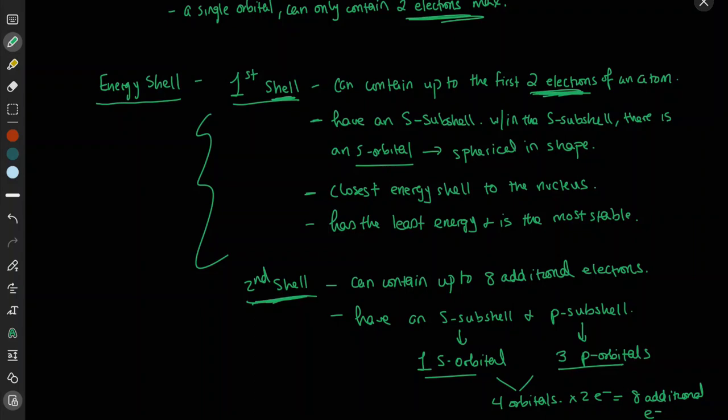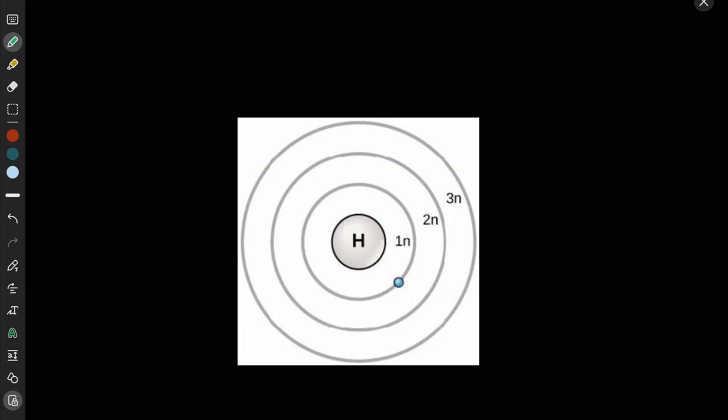So if an atom only has one electron, it's going to be found within that first shell. This is just a depiction of what's called the Bohr model, and it shows you the different shells. The 1n, 2n, and 3n just represent the first, second, and third energy shell. Now, because hydrogen only has one electron, and the first energy shell can contain up to 2 electrons, hydrogen is only going to have one shell of electrons, and that's going to be the first shell.